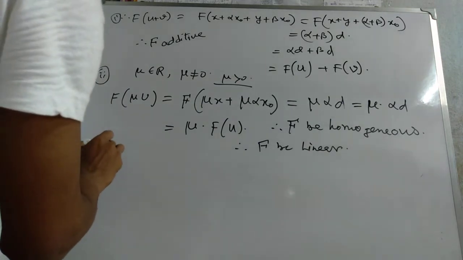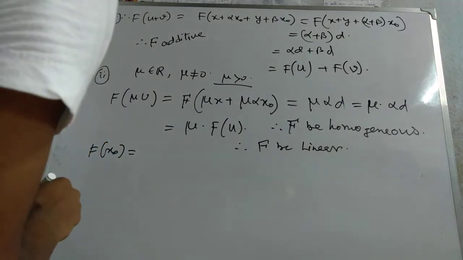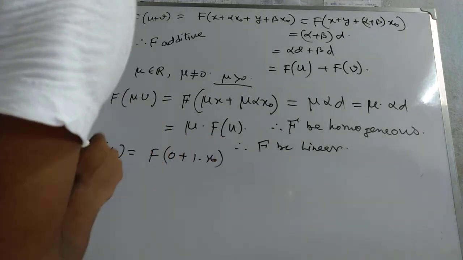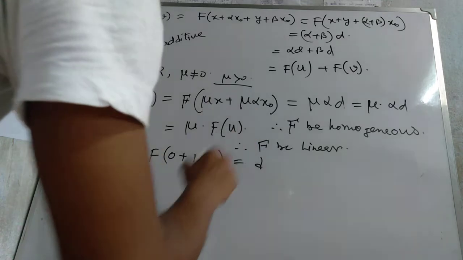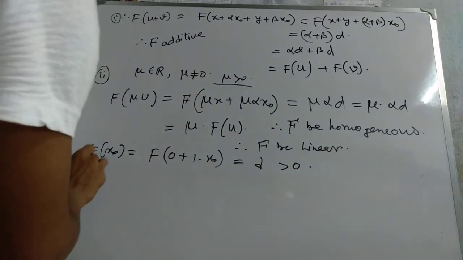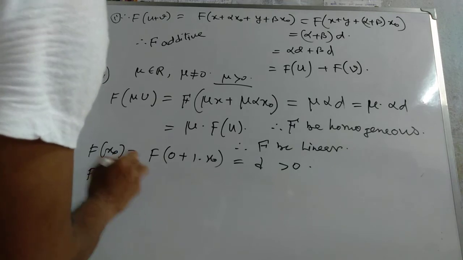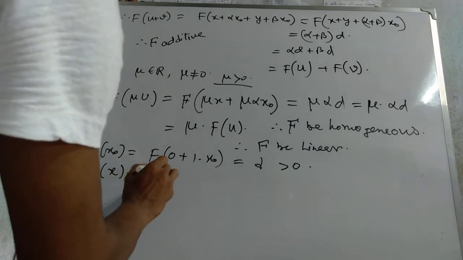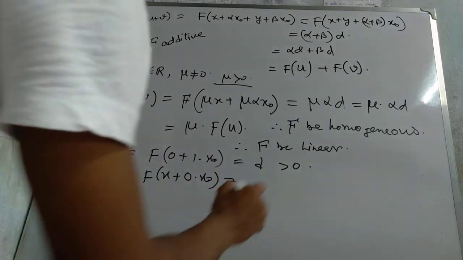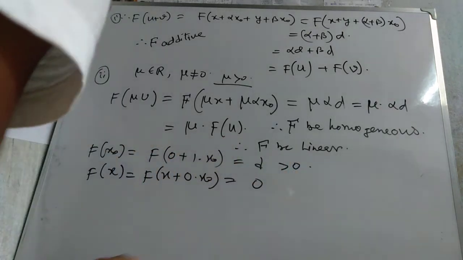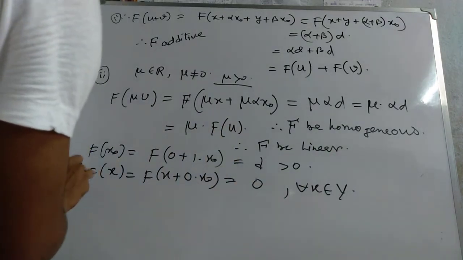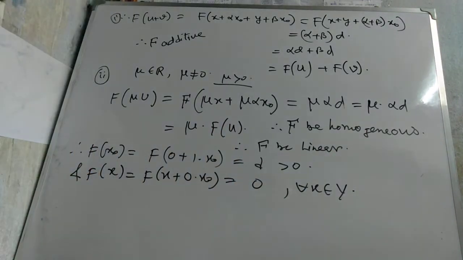Next we see that F of x0 equals F of 0 plus 1·x0 equals d, just 1, so greater than 0. And obviously f of x equals f of x plus 0·x0 equals 0, for all x belongs to Y. So we prove all this part.